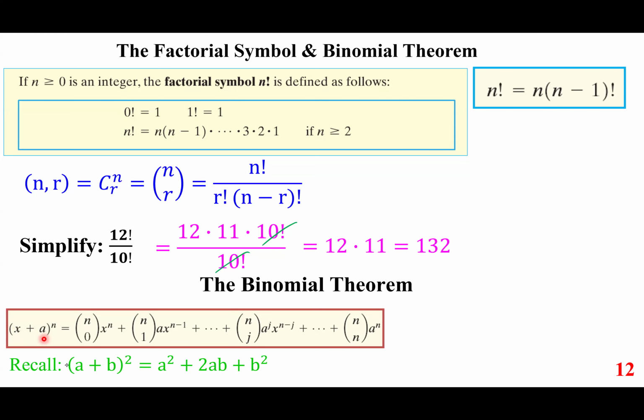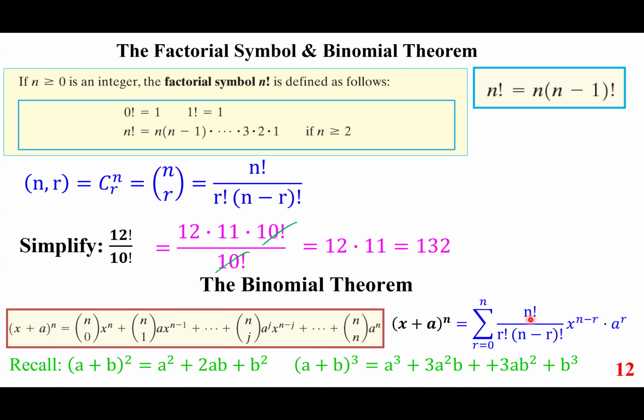It's easier if we remember that (a + b)^2 is this, and (a + b)^3 is a^3 + 3a^2 b + 3ab^2 + b^3. And in general, we have the summation of n! over r!(n - r)! times x^(n-r) a^r. We start with r equals 0, which means the very first term has the power of n for x and 0 for a. So the first term doesn't really have a. That's the meaning of it, as you can see here.